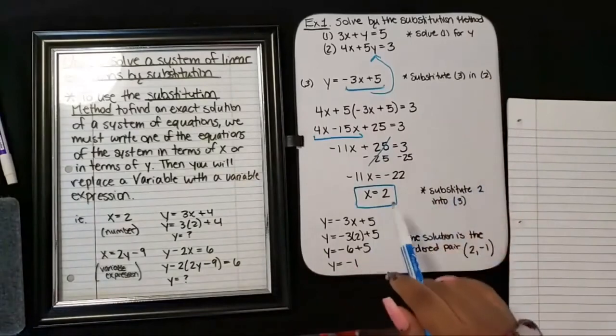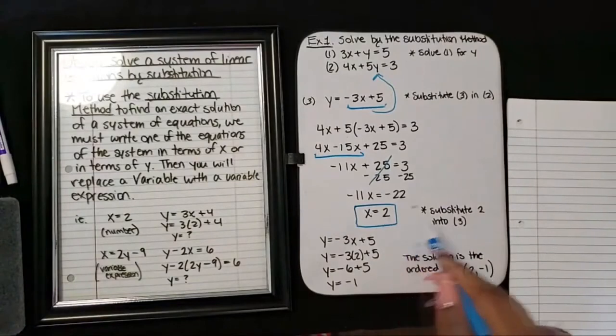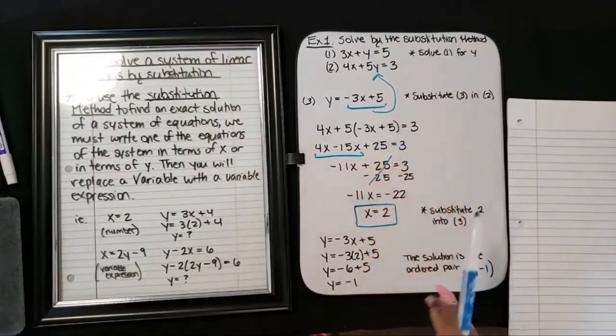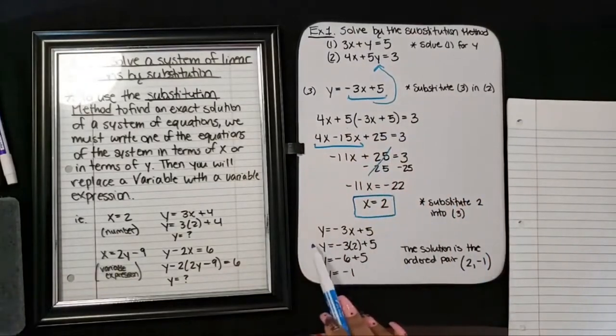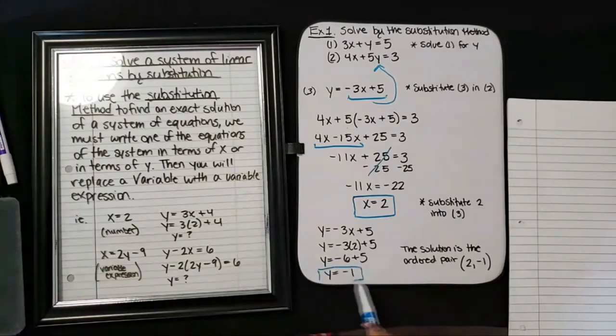So now that we know what x is, we can take that x and we can plug it into equation 3. So this is equation 3 here. And I know that x equals 2, so I'm going to plug that 2 in for the x, and I'm going to solve it to find my y. So -3 times 2 is -6. We bring our +5 down, and we get y equals -1.